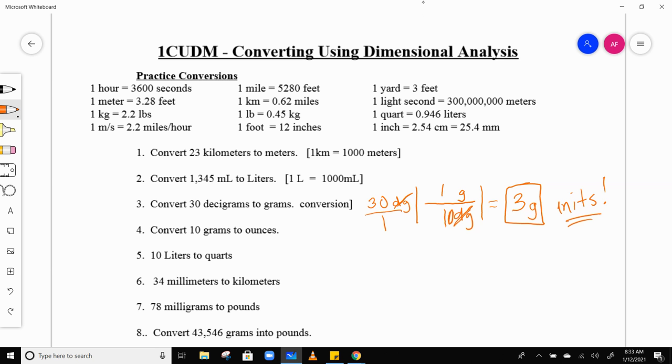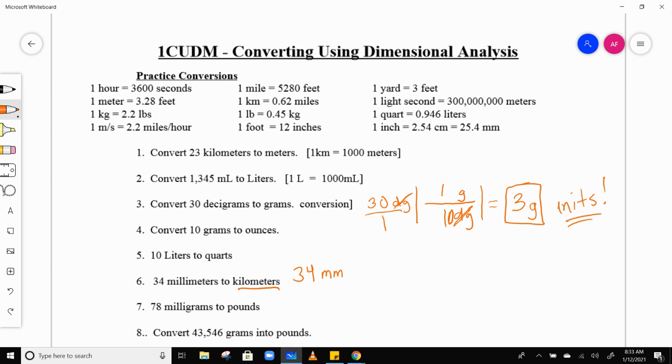So let's look at another example here, number 6. We have 34 millimeters, and we're going to kilometers. Now, we can find the relationship between kilometers and millimeters, but I often find that kind of difficult. It's kind of tricky.